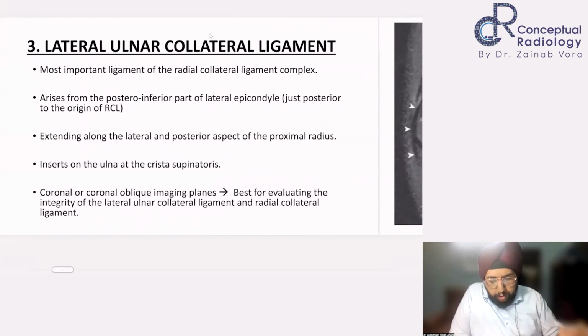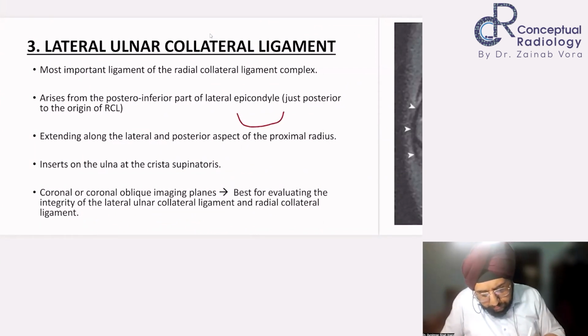The most important part of the radial collateral ligament complex is your lateral ulnar collateral ligament. It is the most posterior origin from the lateral epicondyle. So I want to tell you this. Suppose this is the lateral epicondyle. This is your anterior portion, and this is your posterior part. So I'm looking from the end face in the sagittal view.